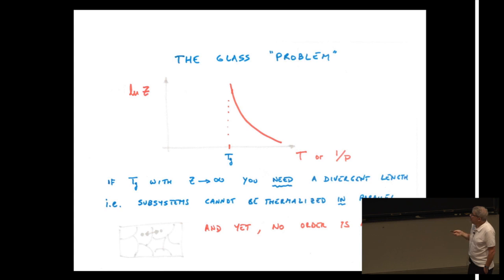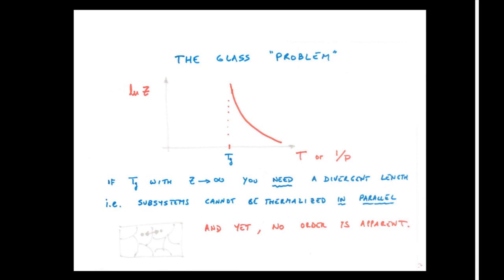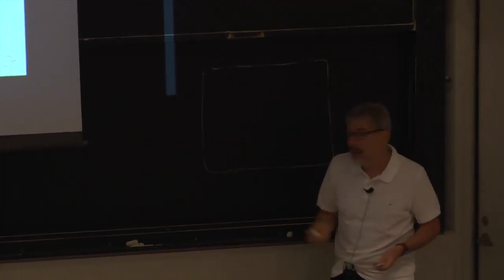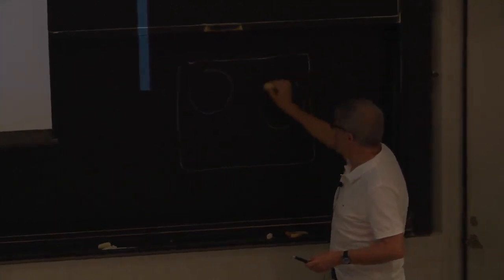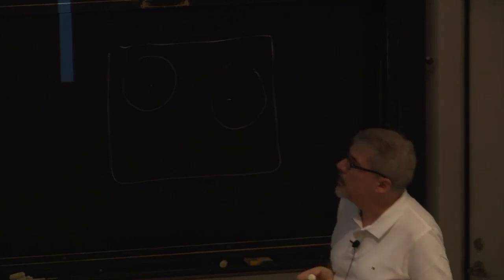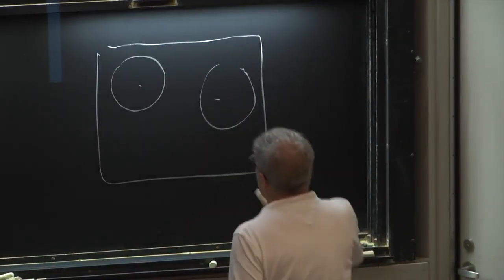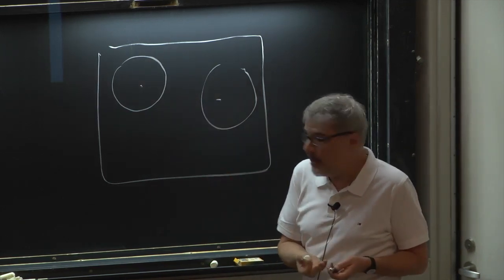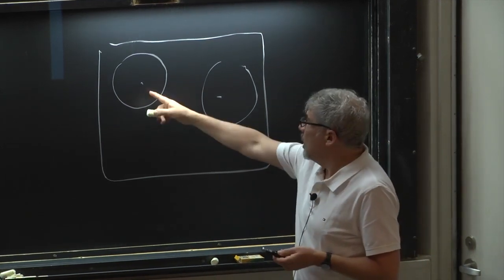Now, where is the problem? The problem is that one thing we know, and it's quite amazing that it's not clear to everybody, is that in order to have a divergence in time scale at finite temperature, you need that different subsets of your system do not thermalize in parallel. So if this part of your system and this part of the system can arrange themselves to be in equilibrium without talking to one another, then you would expect that the equilibration time could be finite.